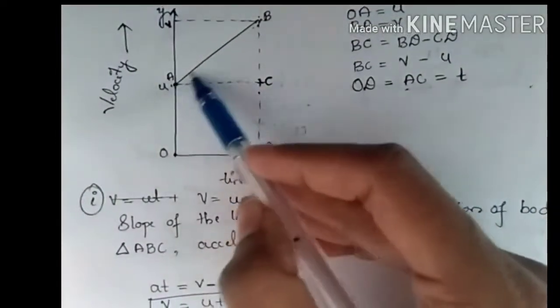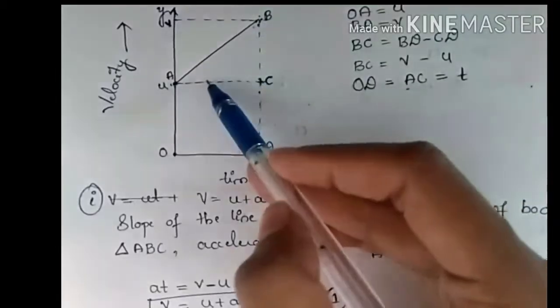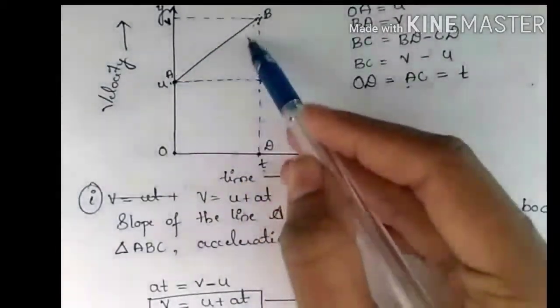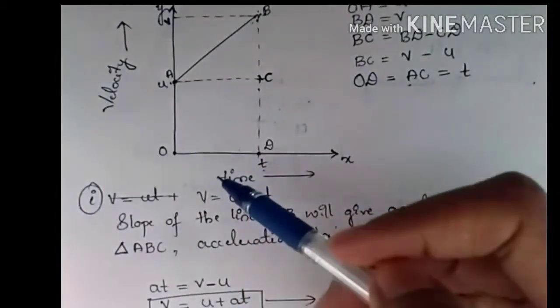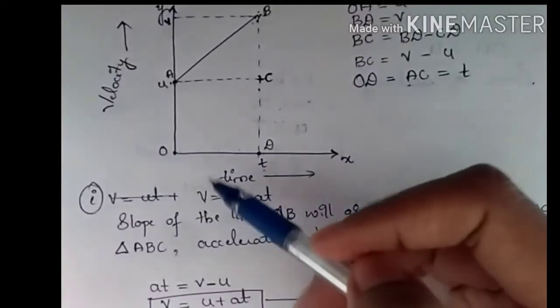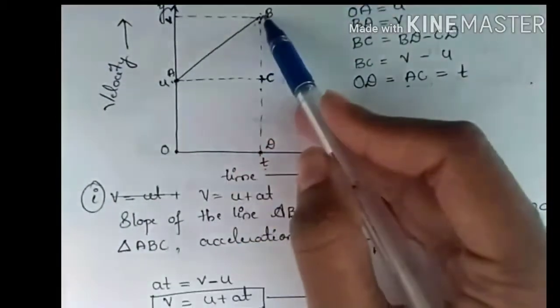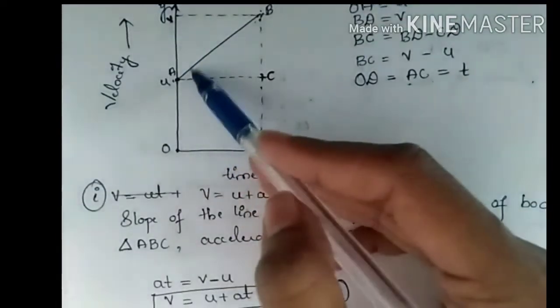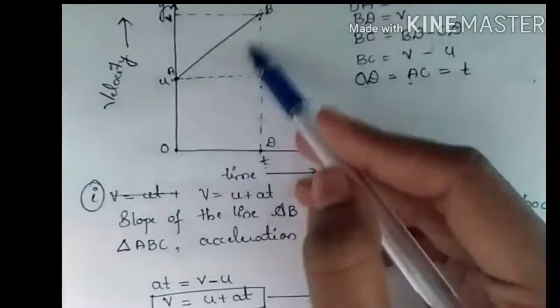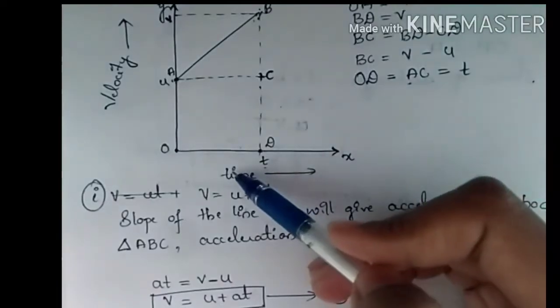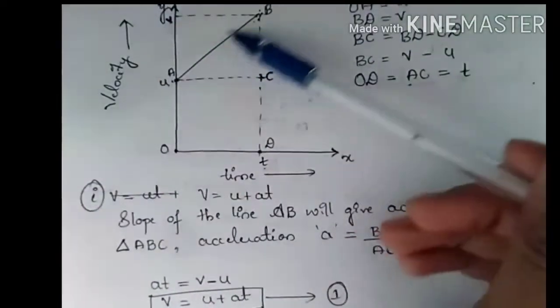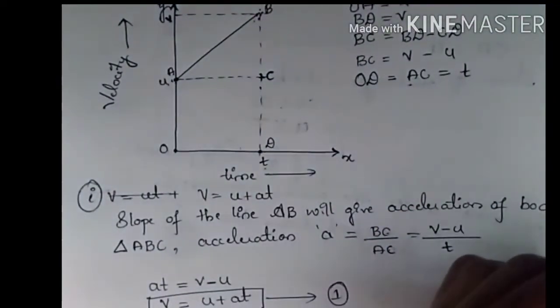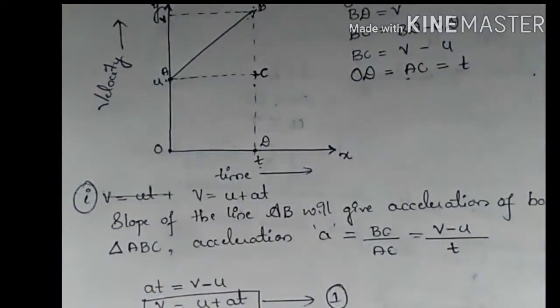So here there is a straight line AB. If you take the area under this straight line, then that would give you the displacement. If you take the slope of the curve, then you will get the acceleration, and the area under the VT graph will give you displacement. The slope of the curve in the VT graph will give you acceleration.